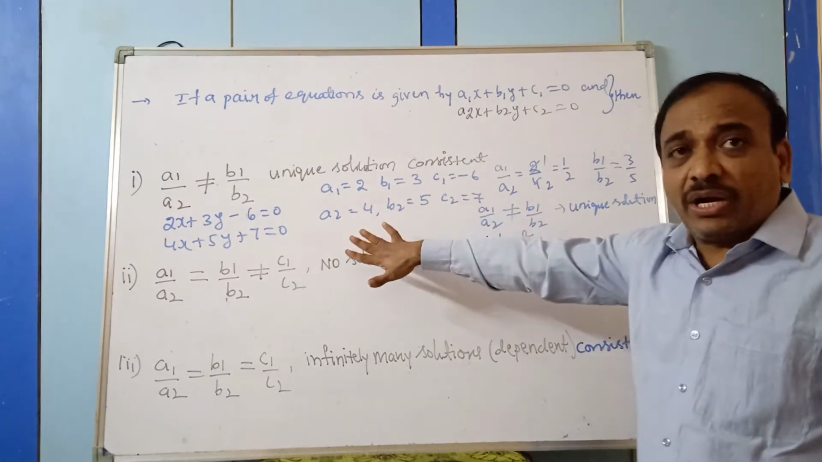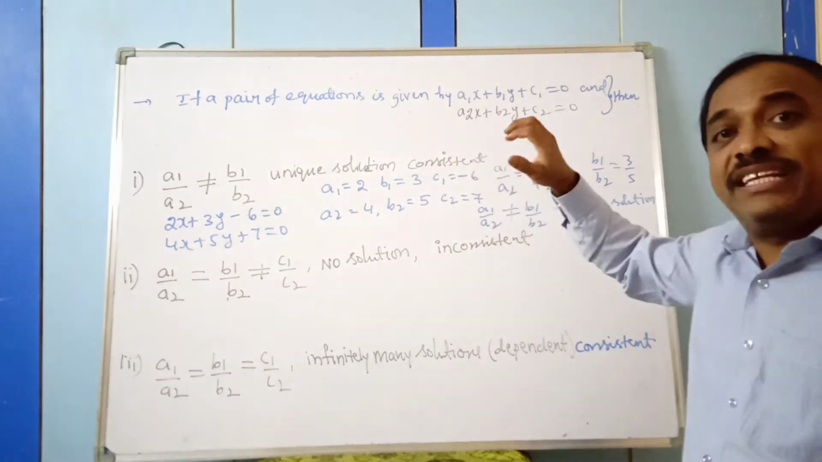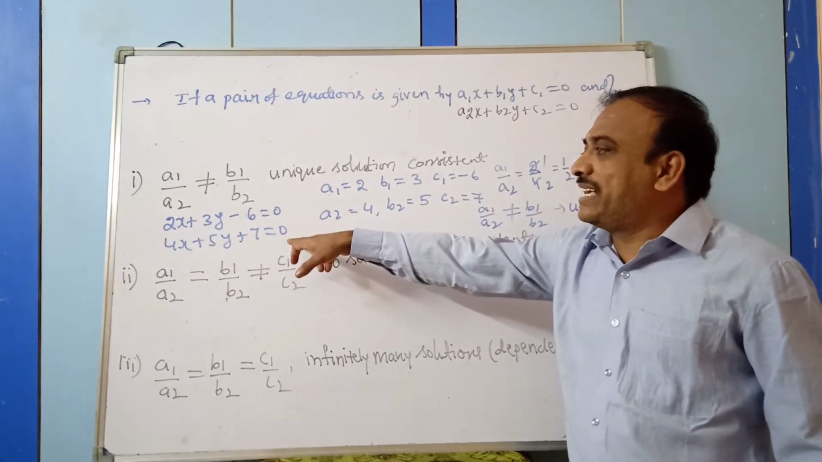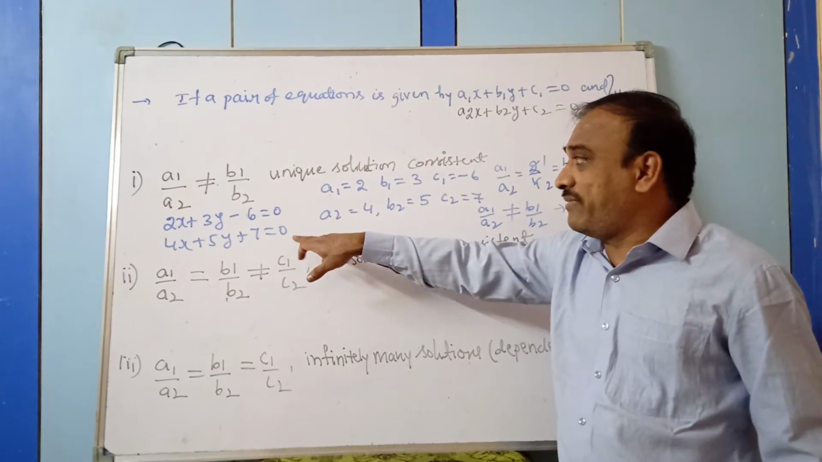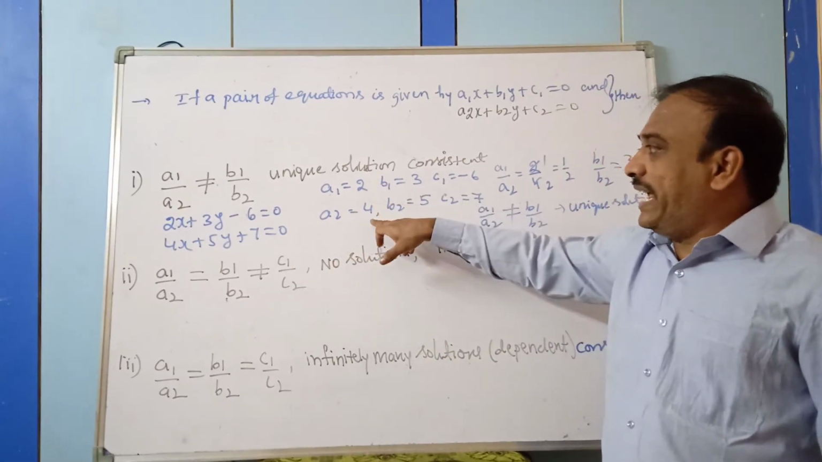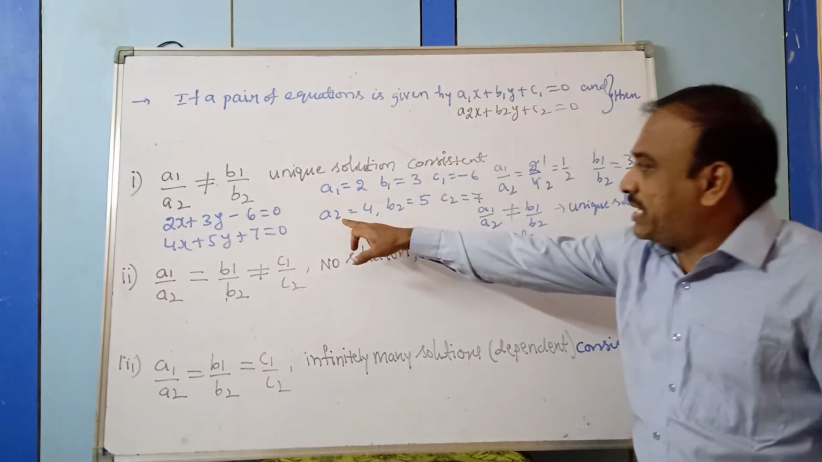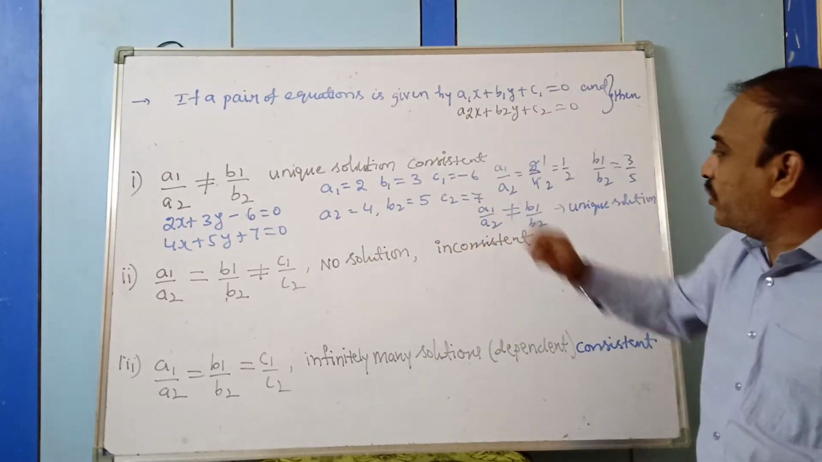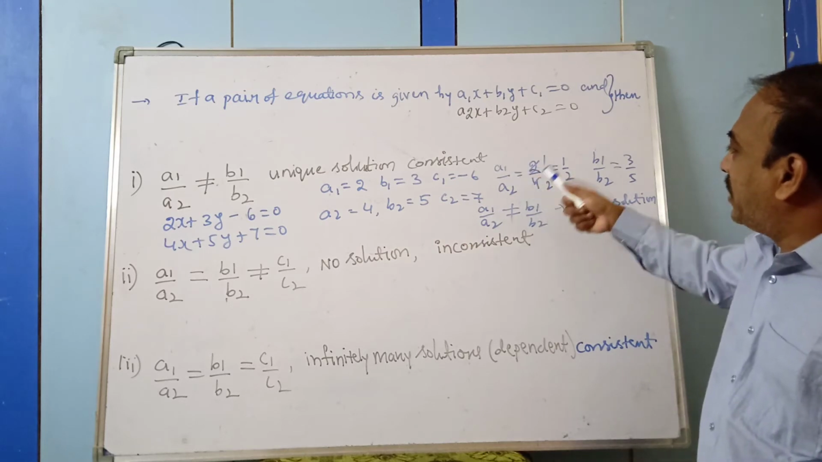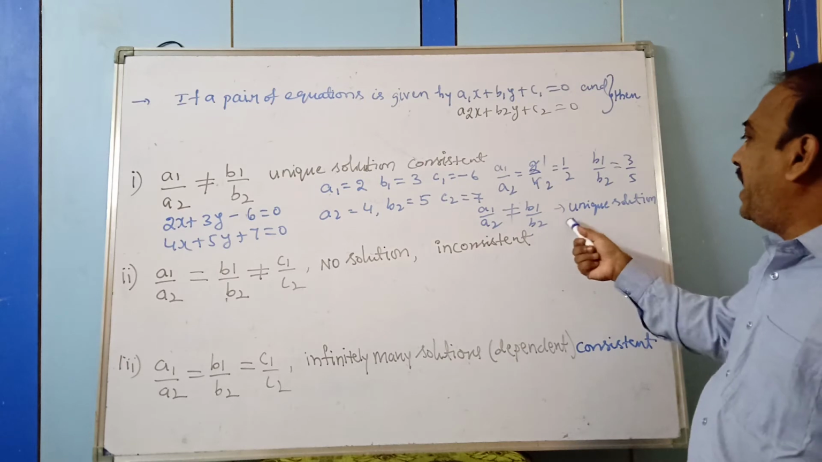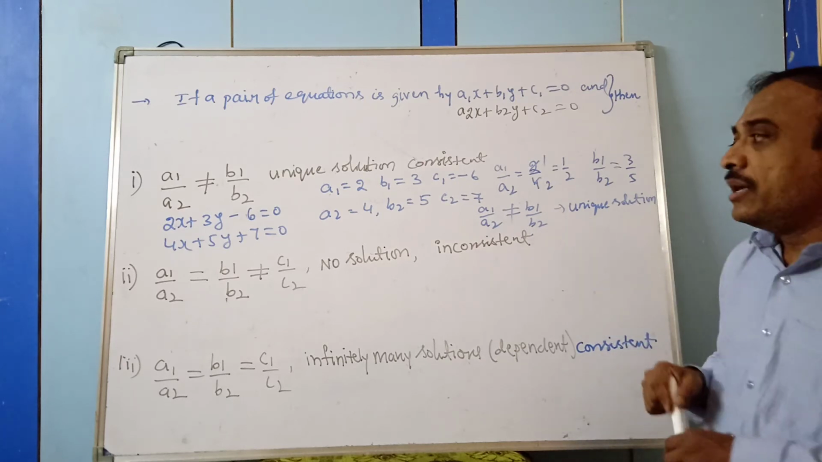I hope you understood now how to find out whether they have a solution or not. 2x plus 3y minus 6 equal to 0, 4x plus 5y plus 7 equal to 0. From the first equation A1, B1, C1; from the second equation A2, B2, C2. Then we find A1 by A2, B1 by B2. 1 by 2 is not equal to 3 by 5. So they have a unique solution.